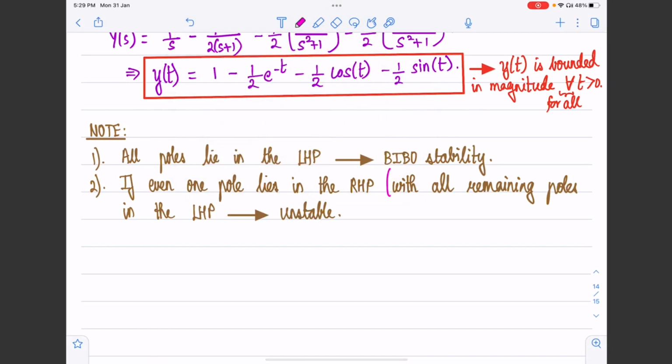Let me put this in parenthesis because this is a secondary argument. The main argument is even one pole in the right half plane. It doesn't matter where the remaining poles are. So that is what I want to look at.